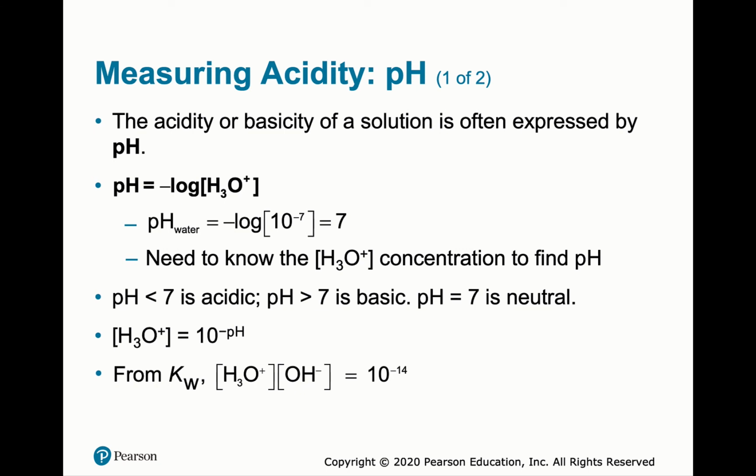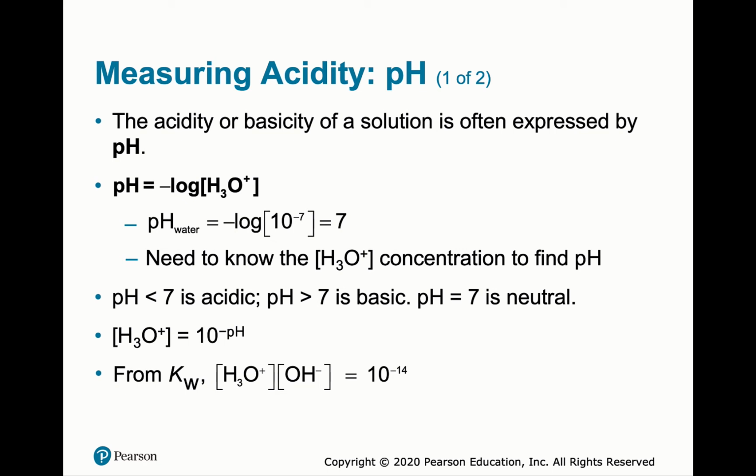So oftentimes we use the pH. pH is a logarithmic scale, and it's the minus log of the hydrogen ion concentration or hydroxide ion concentration. And as I mentioned before, pH 7 is neutral, less than 7 acidic, greater than 7 basic. And you can flip back and forth between pH and hydronium or hydrogen ion concentration by 10 to the minus pH. So that's the anti-log function of sorts.